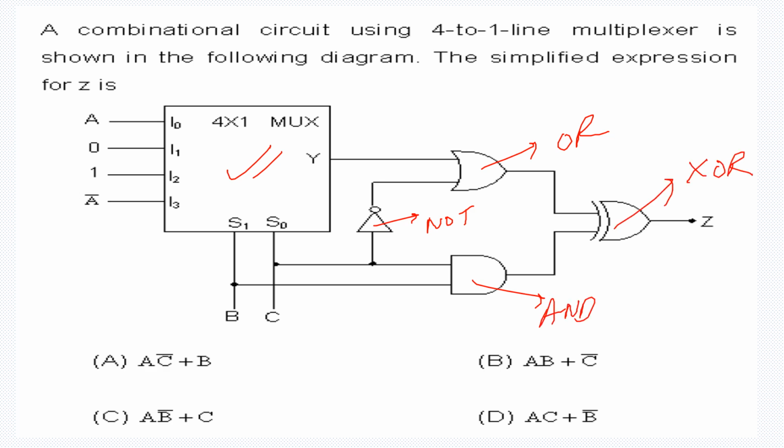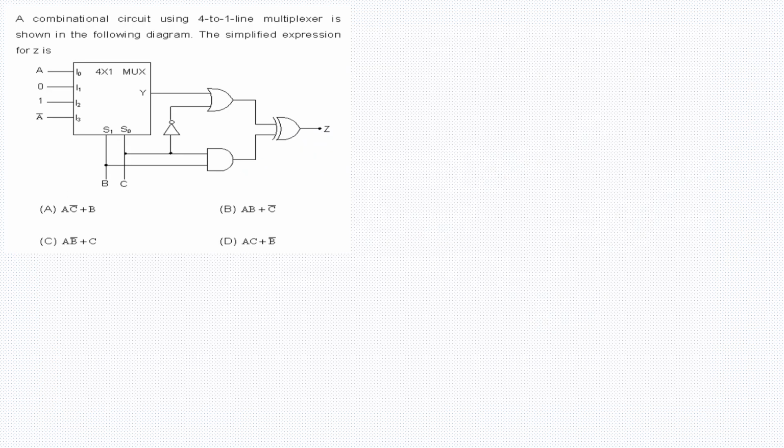So how to proceed for this kind of question? Let us first try to write the expression for Y, and then proceed and find what the expression will be when we do the OR and AND. So the expression for Y is the output of our mux. How does that work? My B C will have 4 combinations: 0 0, 0 1, 1 0, 1 1.